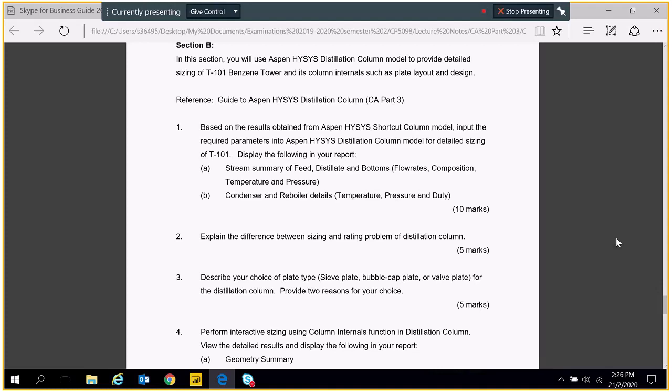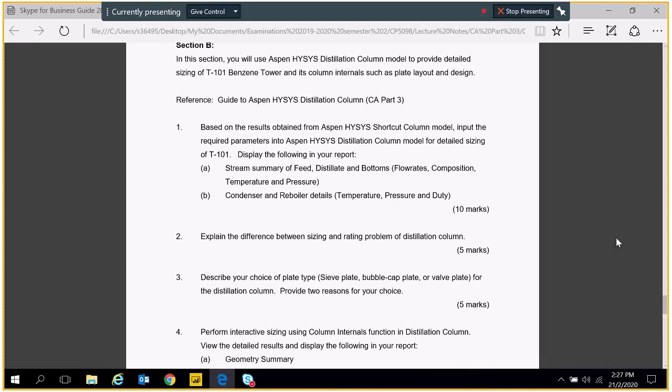And the sizing will tell me, first I do the shortcut method, which was developed by Underwood. And then after that, I continue with the second stage. There's a rigorous calculation. The rigorous calculation in Aspen is known as RadFrac distillation column. And then from the rigorous calculation, I know the plate diameter, I know other information.